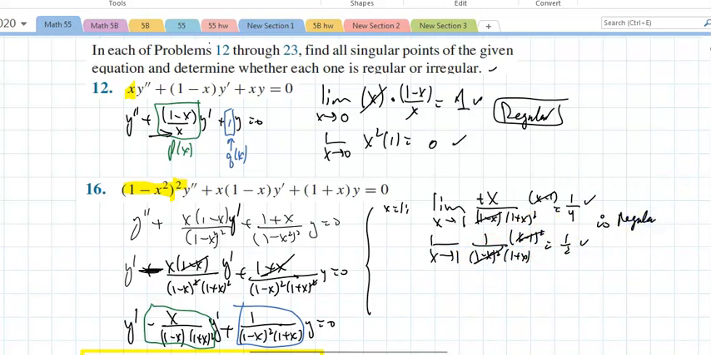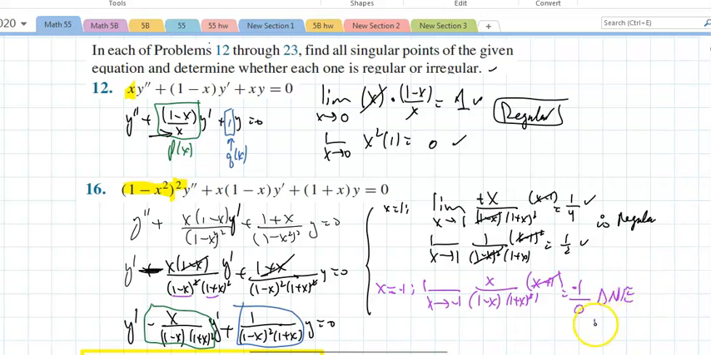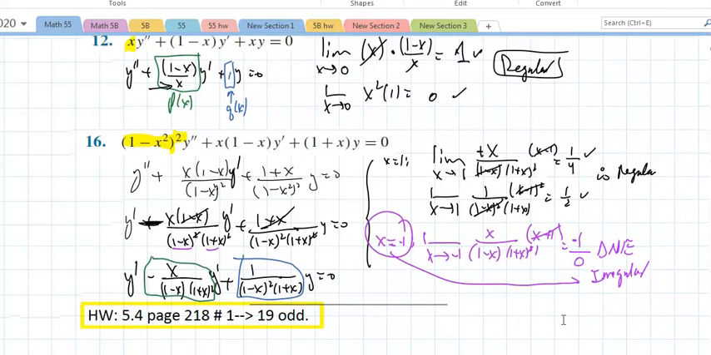And if I let x equal negative 1, so these are the only two singularities, x equal negative 1, I would take the limit as x approaches negative 1 of x over (1 minus x)(1 plus x) squared multiplied by (x plus 1). This will cancel one of those. I would be left with a negative 1 over 0, which is infinity or negative infinity, meaning it does not exist. Since one of those does not exist, automatically this is irregular. And there's my homework.